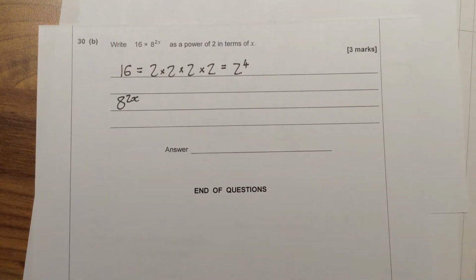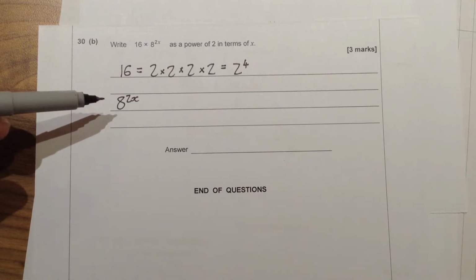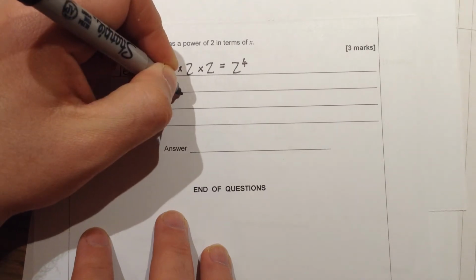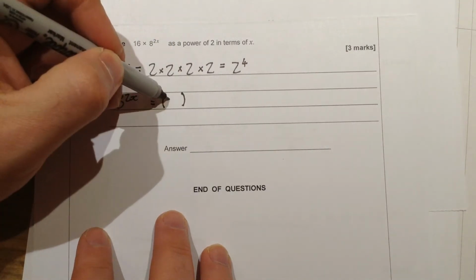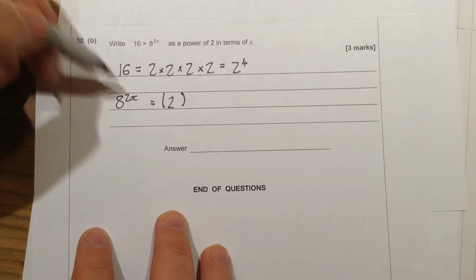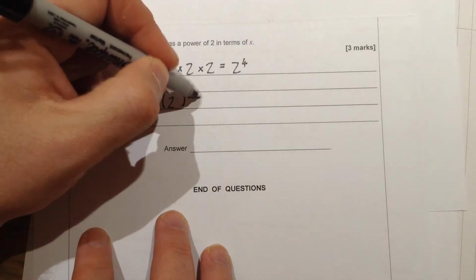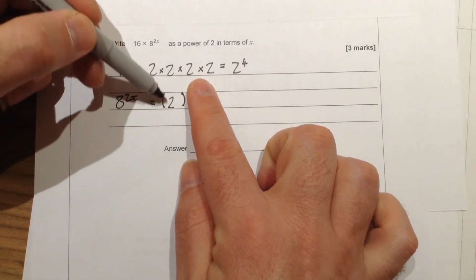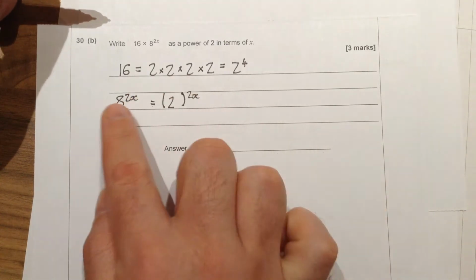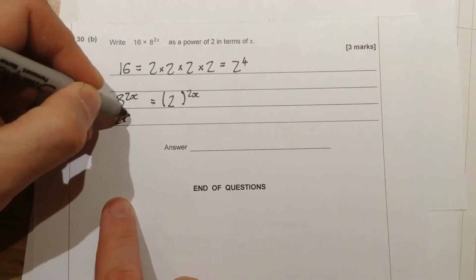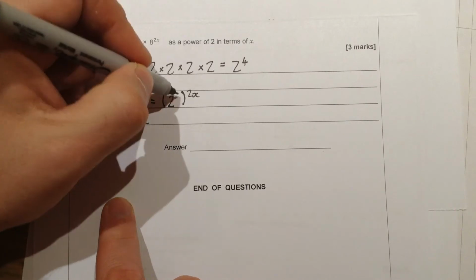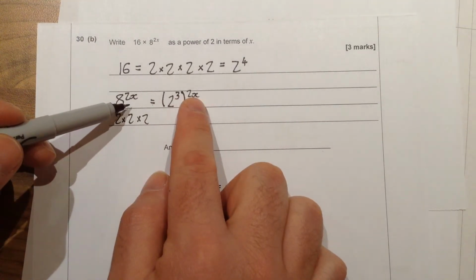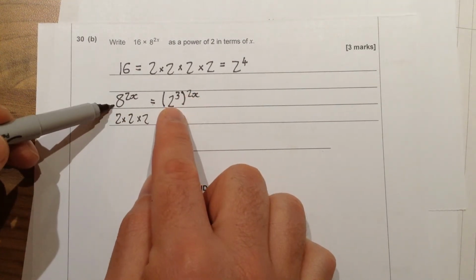8 to the power of 2x. Well, I wanted this to actually be as a power of 2. So instead of writing 8, I'm going to change that into 2 to the power of something, and then I'm putting the little 2x on the outside. So all I'm actually doing is replacing this 8 with 2 to the power of something in brackets. Well, 8 is 2 times 2 times 2, so it's 2 to the power 3. So all we're saying here, the 2x is the same, and 8 I've just replaced with 2 to the power 3.